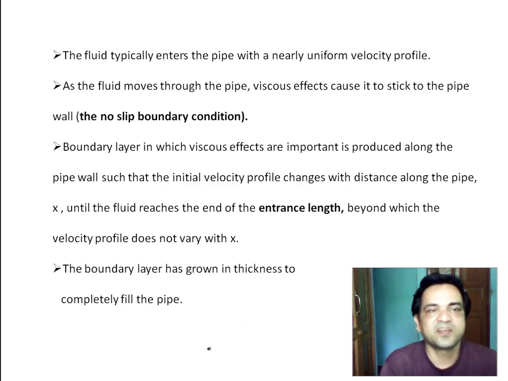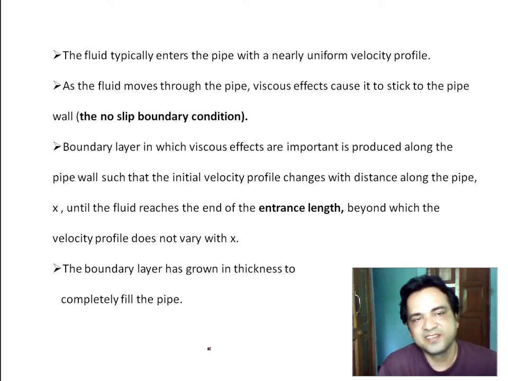So why does this happen? The fluid typically enters the pipe with a nearly uniform velocity profile. As the fluid moves through the pipe, the viscous effects cause it to stick to the pipe. I told that the no slip boundary condition happens due to the viscous effects. So the velocity at the wall becomes 0, and a boundary layer is formed in which viscous effects are important. In my next videos we will discuss in detail what a boundary layer is.